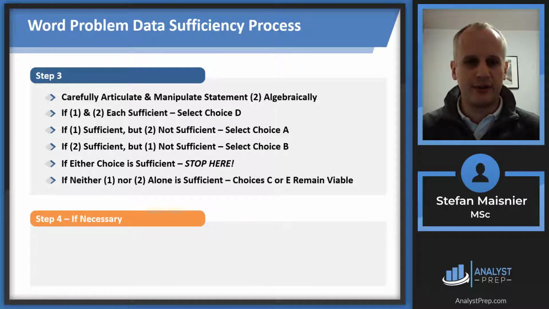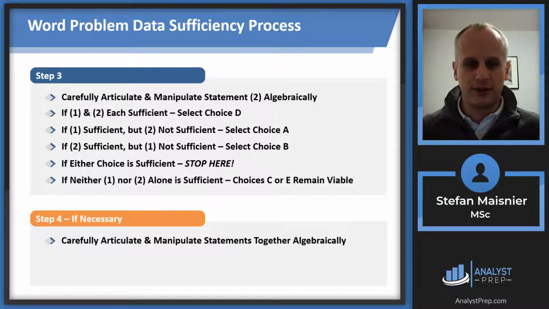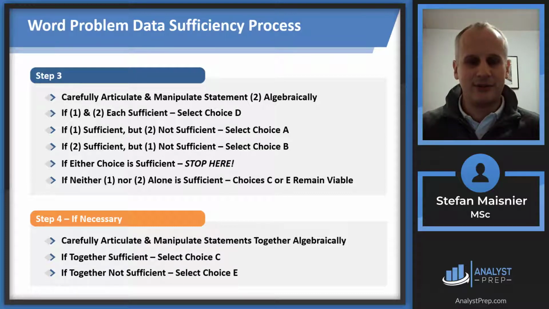And then step 4, if necessary, is going to be to carefully articulate and manipulate the statements together algebraically. And a lot of the work that you did earlier will probably lead into evaluating the algebra together as well. And you saw that it became a lot easier in that last example with the yes-no regarding the goodie and the Amani bags. We already did the manipulation for the inequality in statement 1, and that made it more easily replicated in statement 2. And then, of course, if together the statements are sufficient, you'll select choice C, but if they are not, you will select choice E.